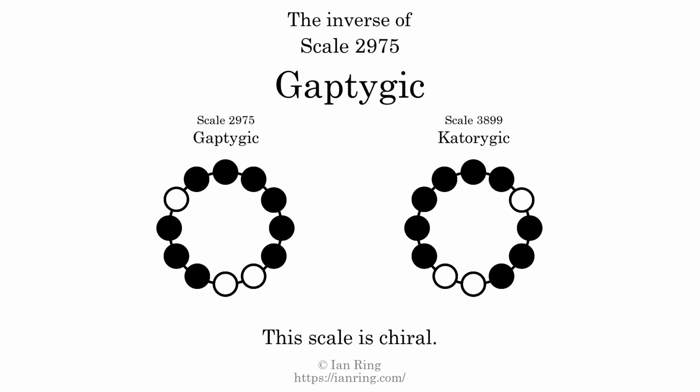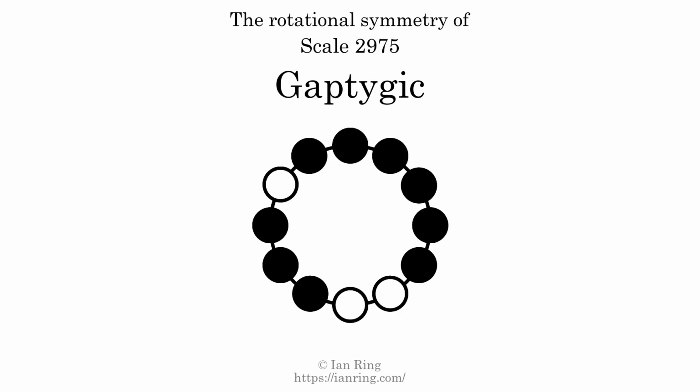The inverse of a scale is a mirror image. It is what you get when the sequence of intervals is reversed. The inverse of this scale is scale 3899, also known as Gaptygic. This scale is chiral. It cannot transform into its inverse by rotational transformation. This scale has no rotational symmetry.